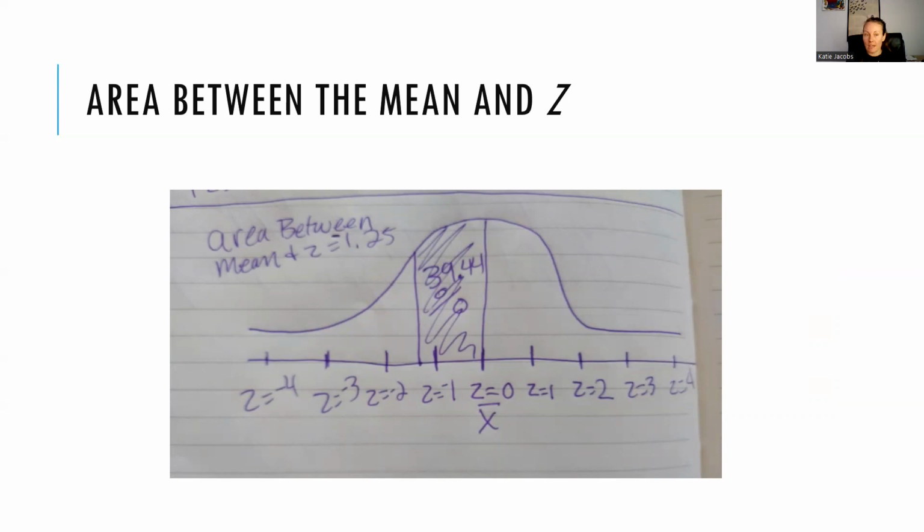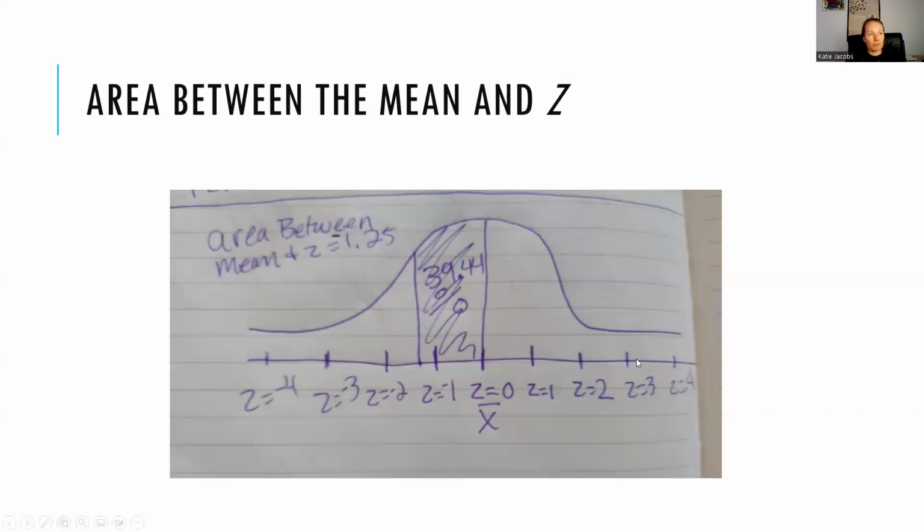So go ahead and locate that in your chart now, or your table. Then we move over to the area between the mean and Z to see what the proportion is. We see in our table that it's what proportion? It's 0.3944. If we want to convert that proportion into a percentage, we know that 39.44% of our data is going to fall between the mean and a Z-score of negative 1.25.